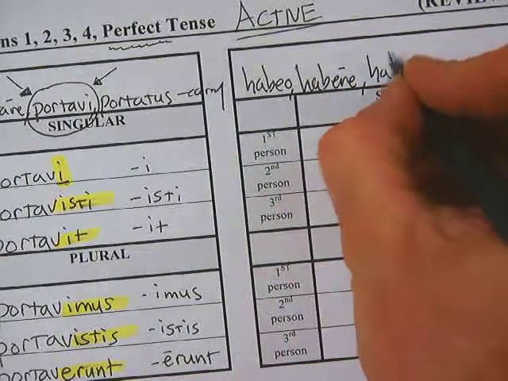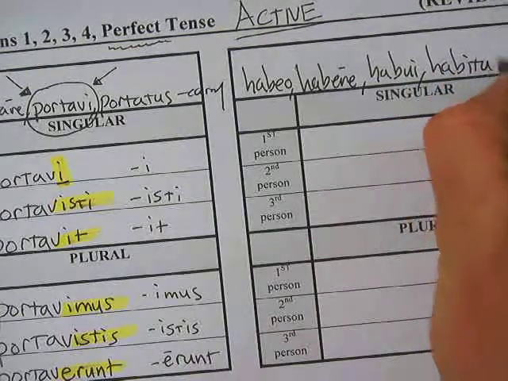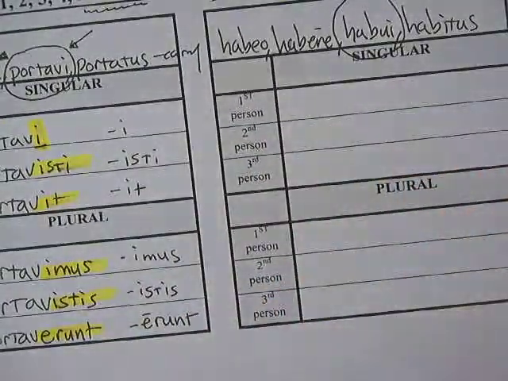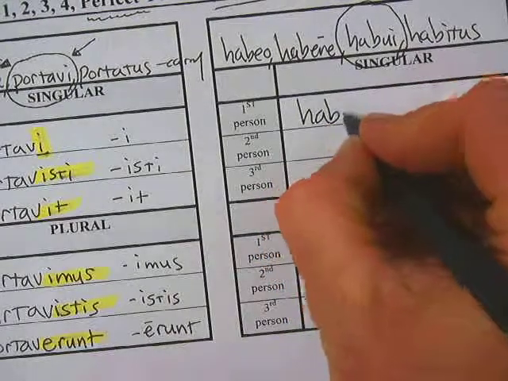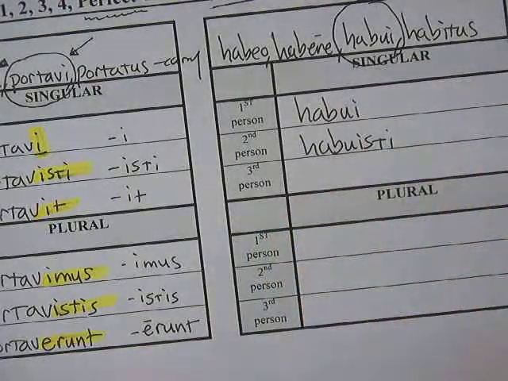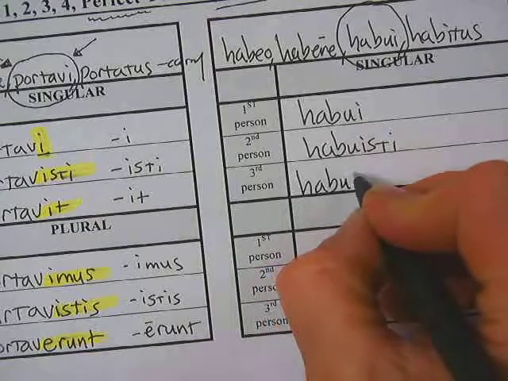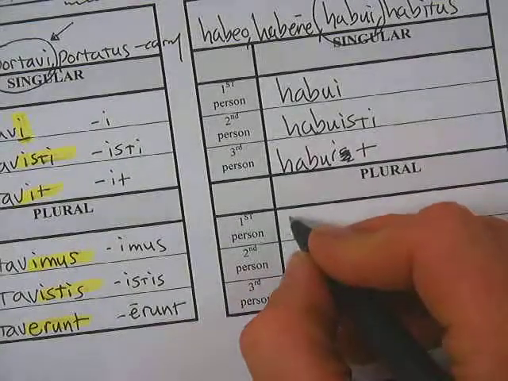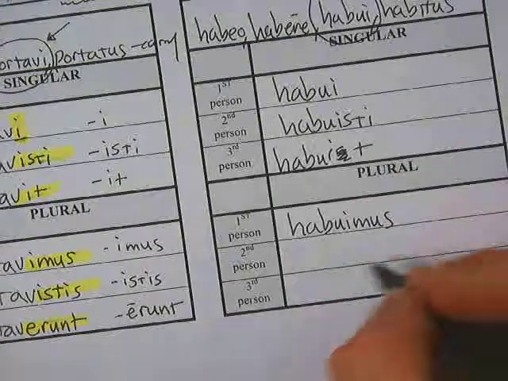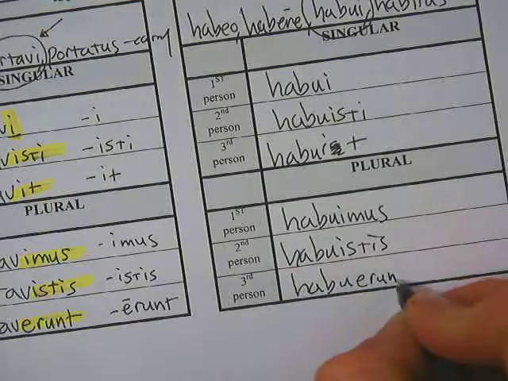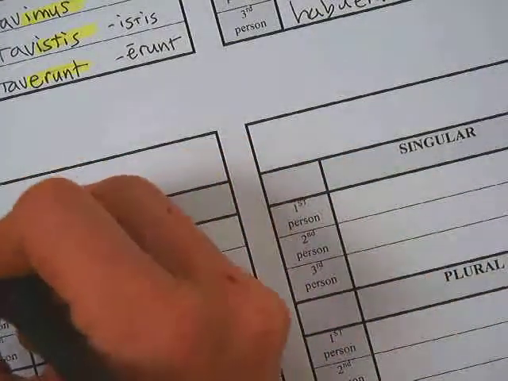So for habeo, habere, habui, habitus, as long as you go to your third principal part, and then an i, and use your i, isti, it, imus, istis, erunt endings, you're set. So that's it. Habui, I had. Habuisti, you had. Habuit. Habuimus, habuistis, and habuerunt. And that's how it works.